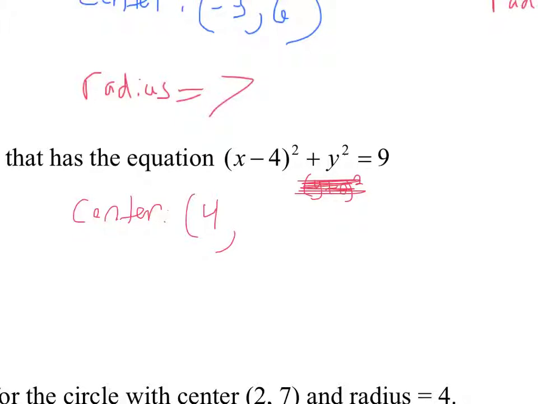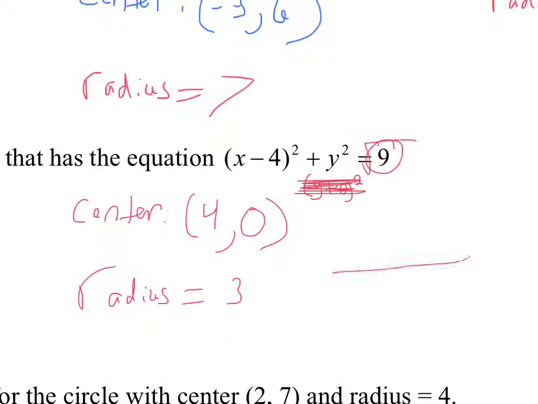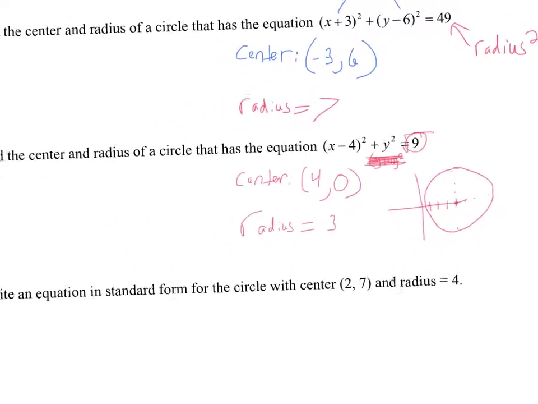So basically if there's no number with the x or the y, that means there's a 0 there. And lastly, the radius, since this number is 9, you have to take the square root of that to get the actual radius, so that is 3. So if you did have to graph this, and you don't have to graph this one, but just to show you, you would make a mark at 4, 0, and then you would count 3 in every direction, and then you could do your best to draw a circle that represents that information.